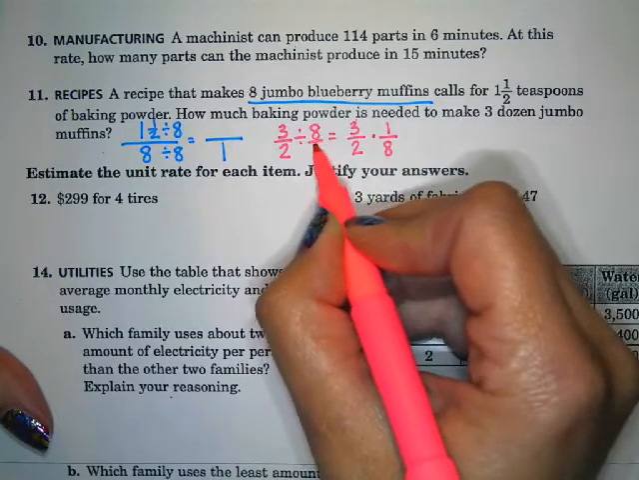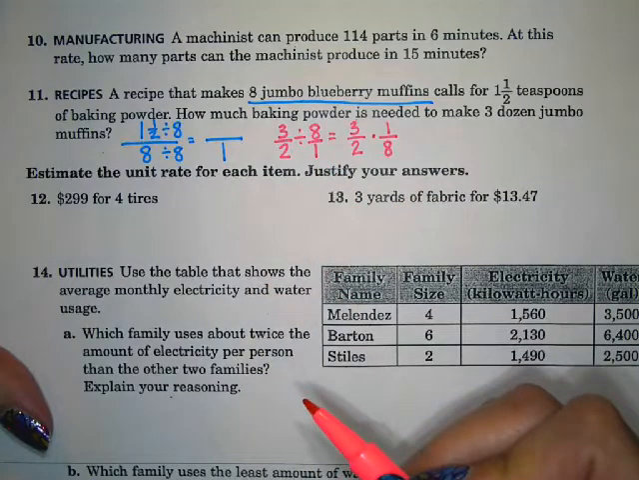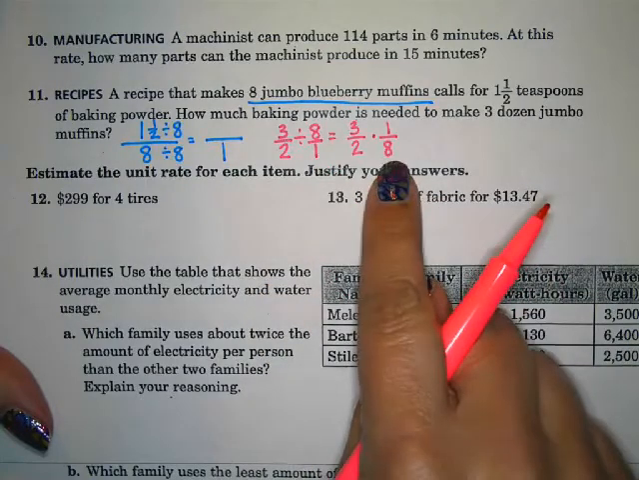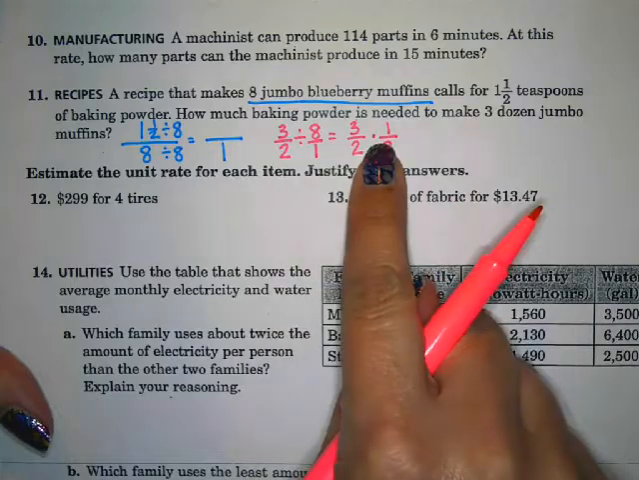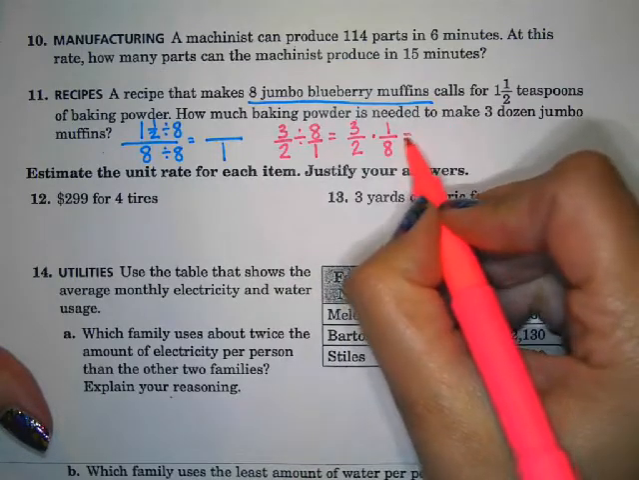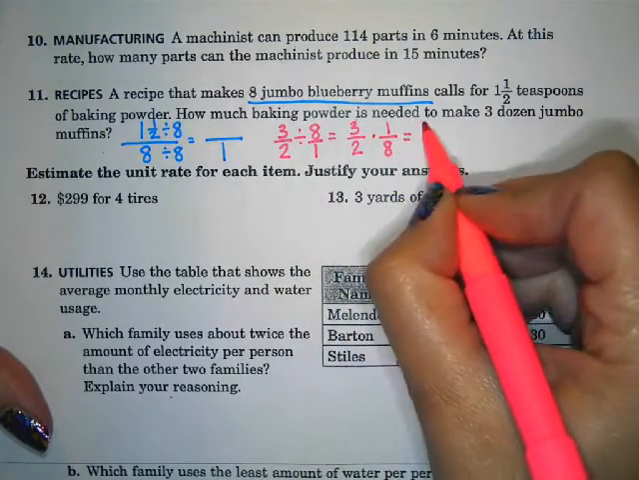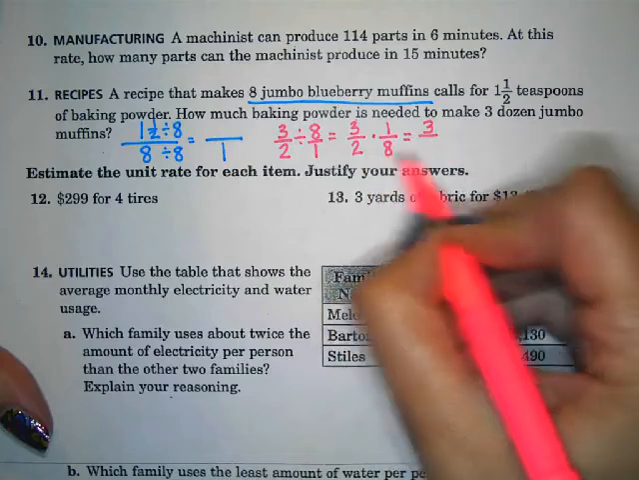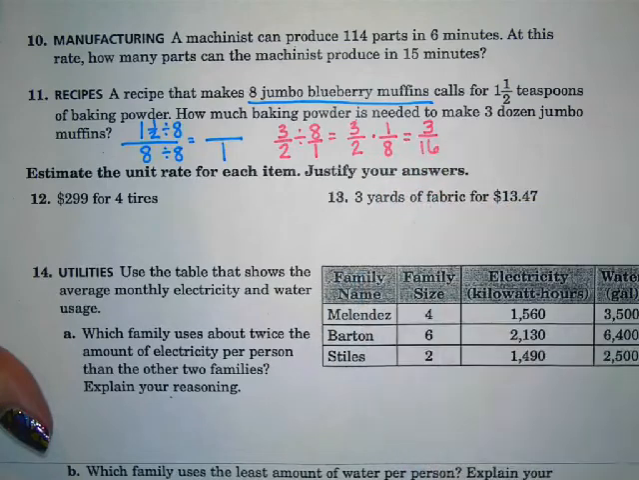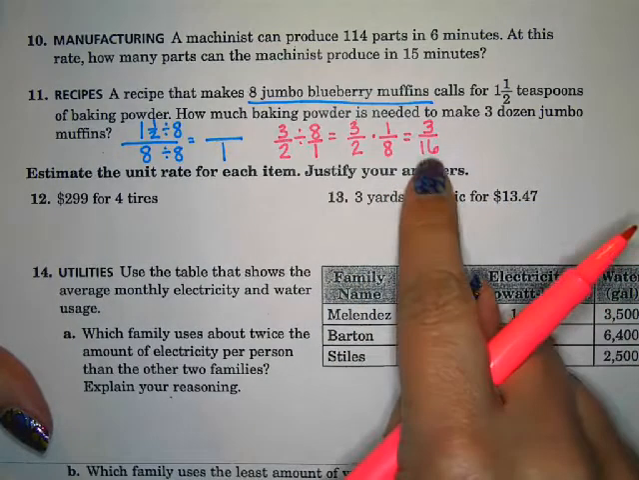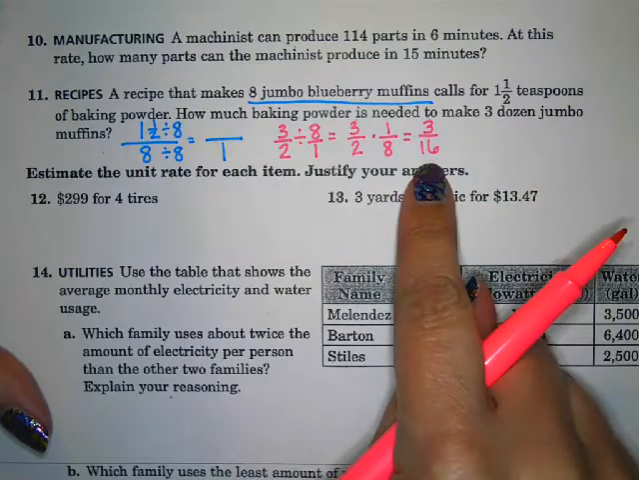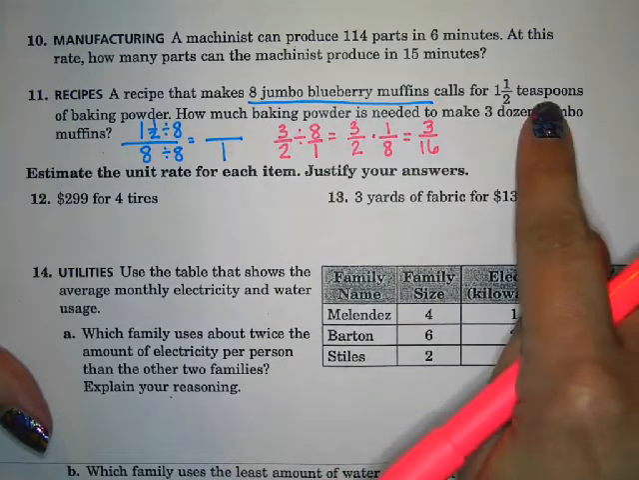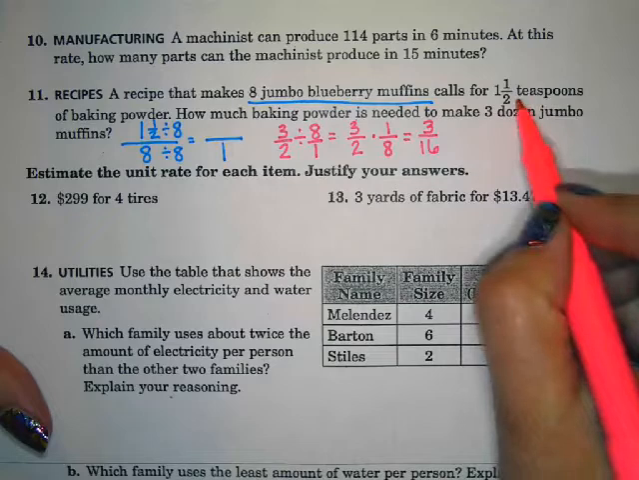Because remember, there's a 1 on the bottom of this 8. Okay, so now we flipped the second fraction and we changed it to multiplication. Now we can multiply across and we end up with 3 times 1 is 3, 2 times 8 is 16. All right, so what that tells us is that we need 3/16 of a teaspoon of baking powder.